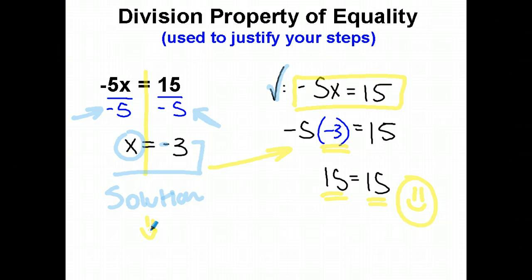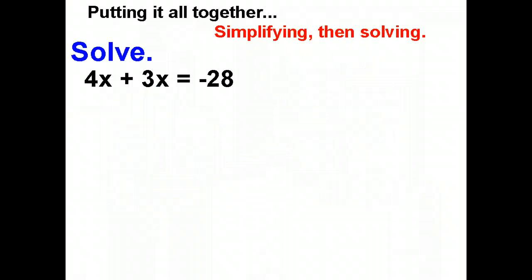Alright, so the very last thing I want to look at in this video is what if everything's not together in a nice neat package when we start. For example, a problem like this. And so we're going to look at putting it all together, or making sure that we simplify before we solve. So if I want to solve 4x plus 3x equals -28, first I need to simplify each expression.